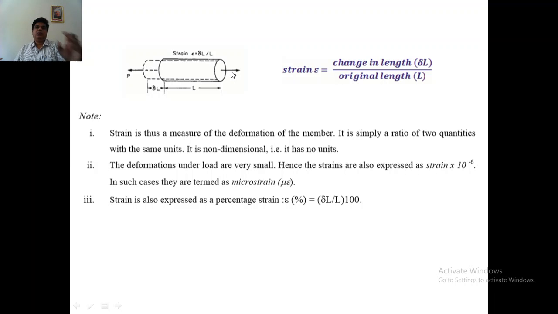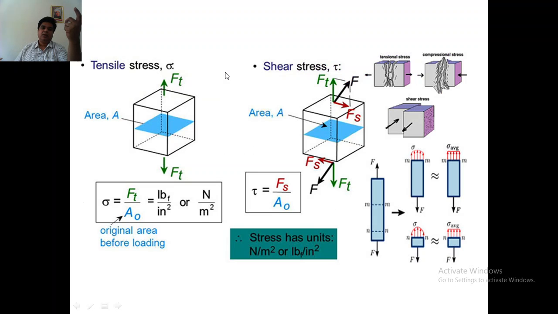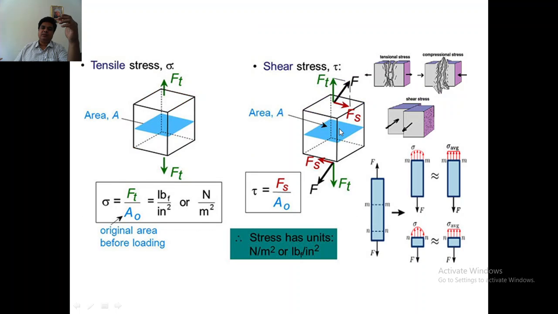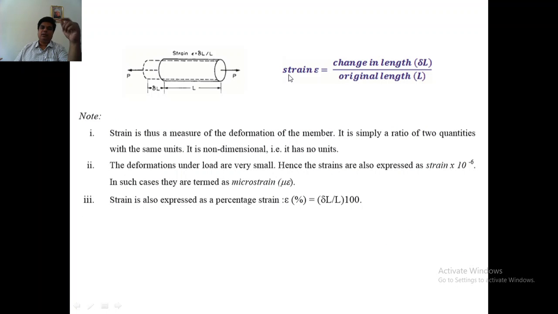So just remember, when you apply load on the material, any load P or force on the material, two things will happen. One is the stress will be induced or developed in the material, and that stress is load by area mathematically. At the same time, there will be strain in the material. Strain means change in shape and size. So what is changing here? Here the length is changing. So the ratio of change in length by the original length is called strain.